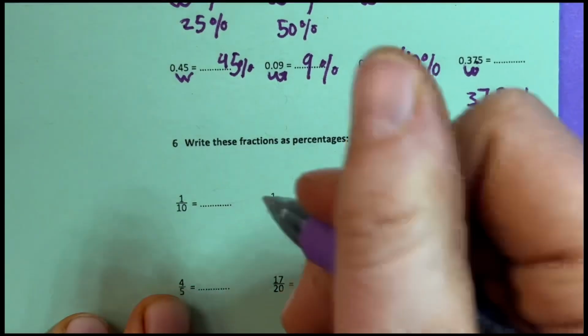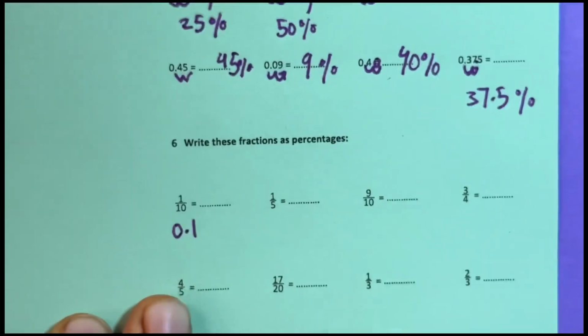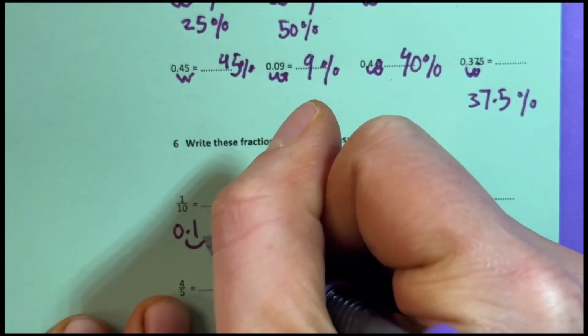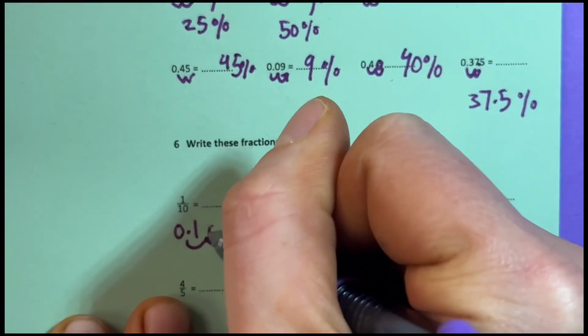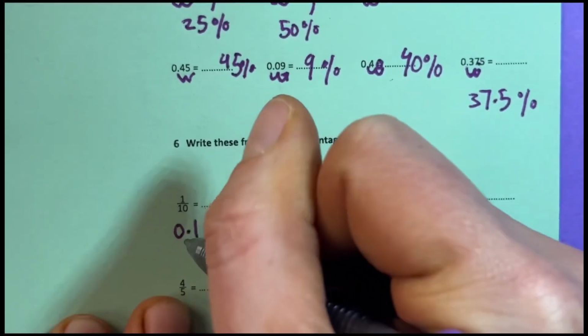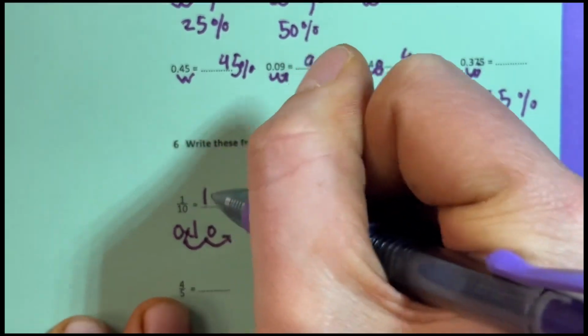This one's easy. 1/10 I know is 0.1. To turn that into a percent, I move this over twice. And I put a 0 in that blank spot. And the decimal's moved, right? It's not there anymore. So I'm left with just 10%.